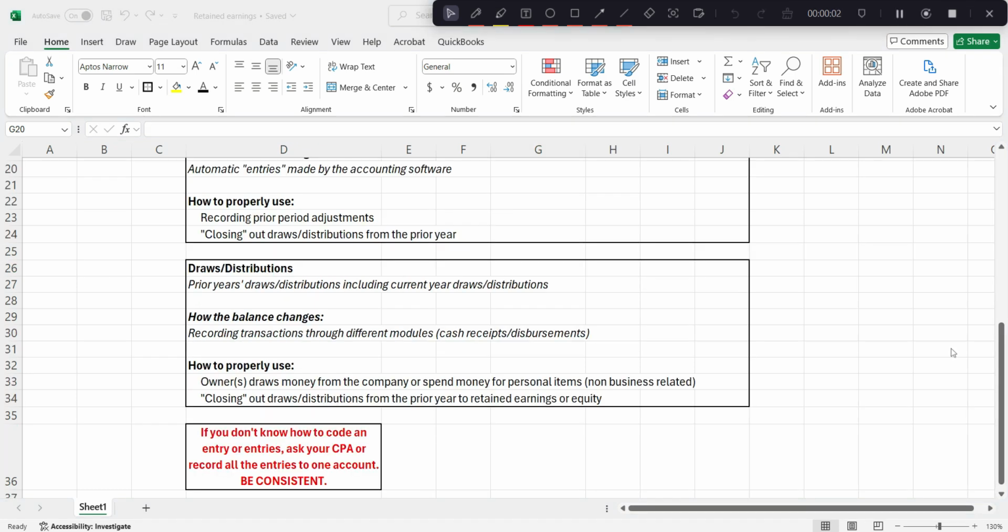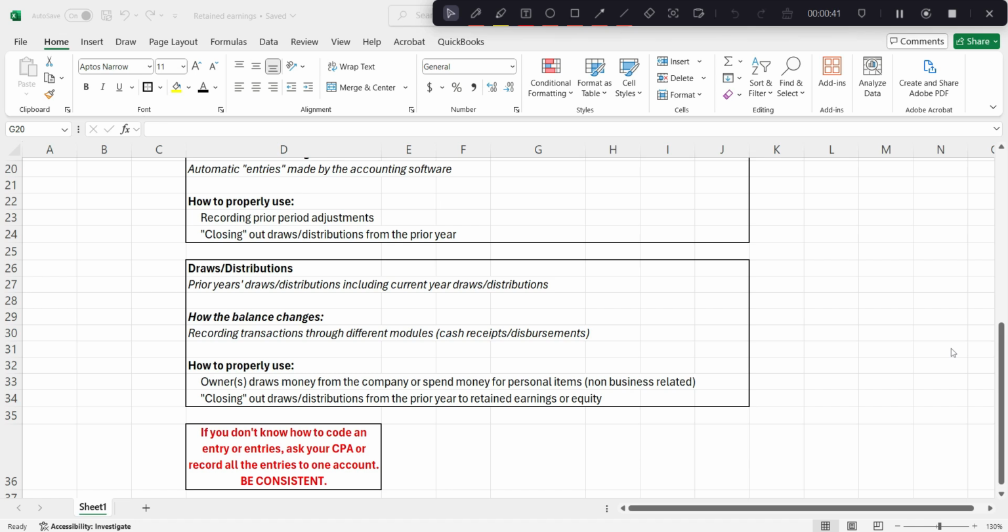The draws and distributions account, as I just mentioned, includes the prior year draws and distributions, including the current year draws and distributions. How the balance changes: you record transactions through different modules, cash receipts and disbursements. You can go to either one of those modules and record that activity as either a cash receipt or a disbursement. A disbursement when it's a draw to the owner, a receipt, maybe it's a contribution. Some people like to keep a separate account for contributions. For the most part, you can just have one account that includes both.